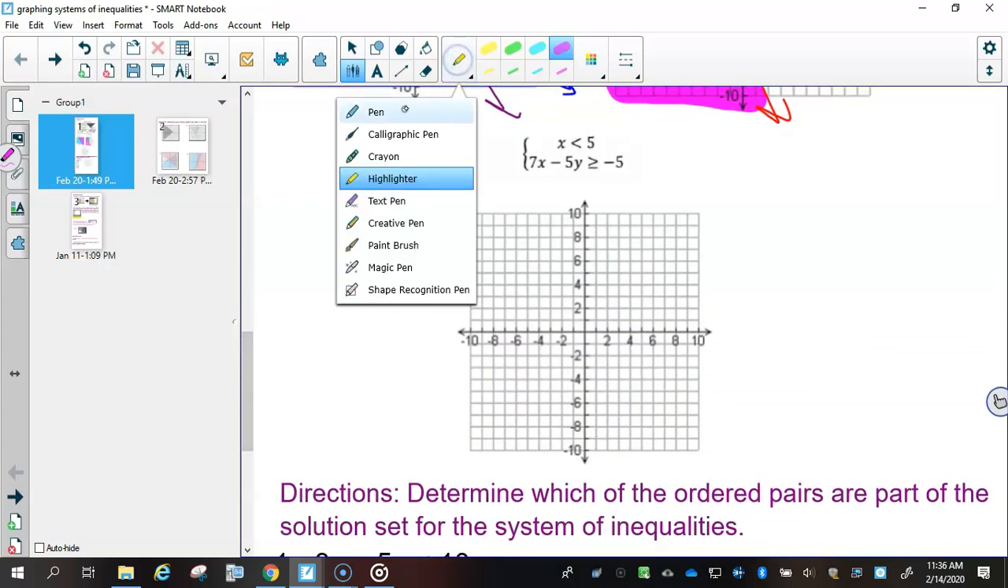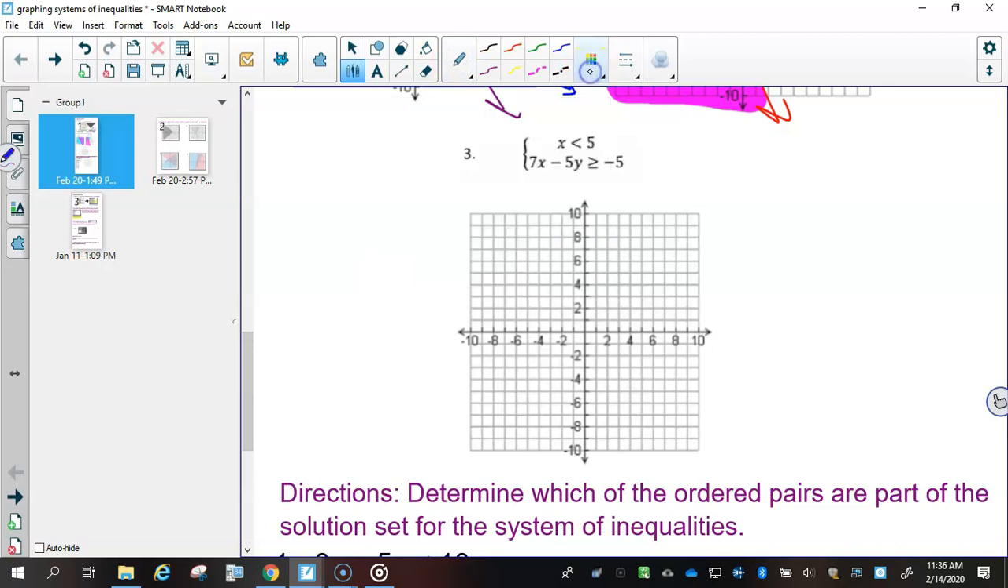Okay, let's do 3. For x is less than 5, is that going to be a vertical or a horizontal line? Vertical. Will it be dashed or solid? Dashed at 5. And would this be shaded to the left or to the right? To the left. So if that is confusing, think about what numbers would be less than 5. And all of these numbers would be that.